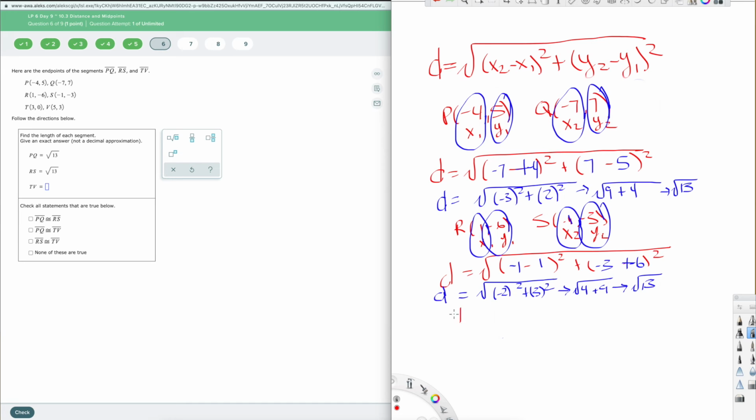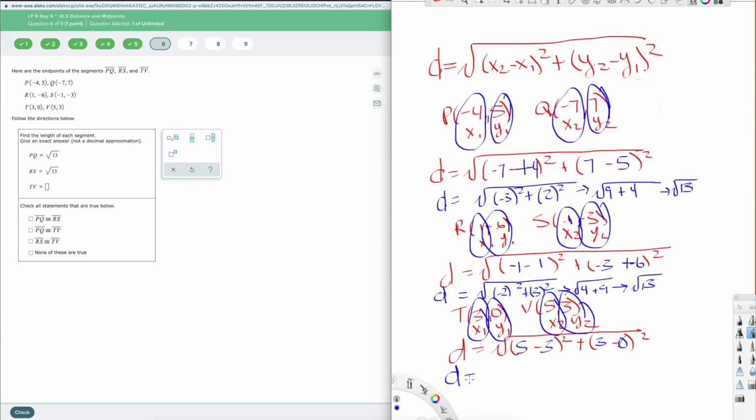If you don't know the shortcut controls like that, they are very useful, though you don't have to have them. Alright, so I have x1, y1, x2, y2, and I'm going to switch to blue. x2 is 5, x1 is 3, y2 is 3, and y1 is 0. So d equals the square root of 5 minus 3 is 2, plus 3 minus 0 is 3. I'm going to end up with the exact same thing again: 2 squared is 4, 3 squared is 9.